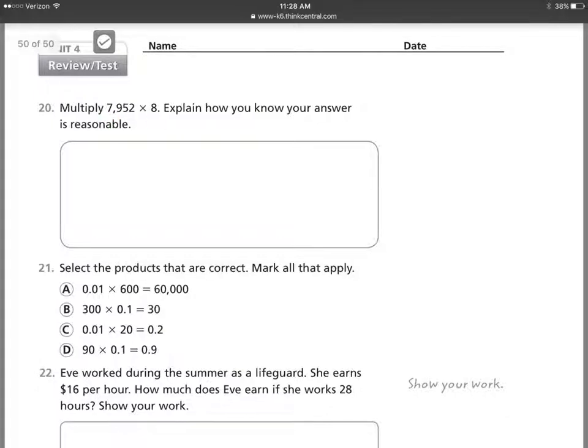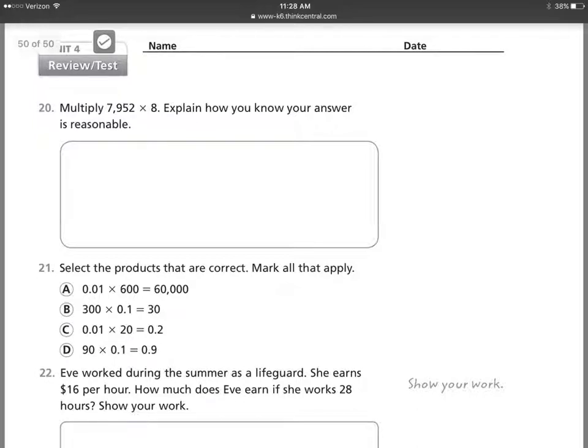If you did 8,000 times 8, that answer should be close to what you ended up with when you solved the actual problem. So you're going to have to explain how you know it's reasonable by telling me how you rounded them off and what your answer was when you rounded them off and solved it in your head. It's not going to be an exact answer, but a rounded answer. But it should be close, within reasonable range of your actual answer.